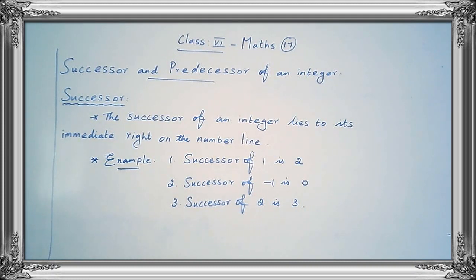Okay, next, successor of 2 is 3. Here 3 lies on the right side of 2. So that's why 3 is the successor of 2. Okay children, clear? Yes? Okay. Write it in the classwork note. Do it fast.